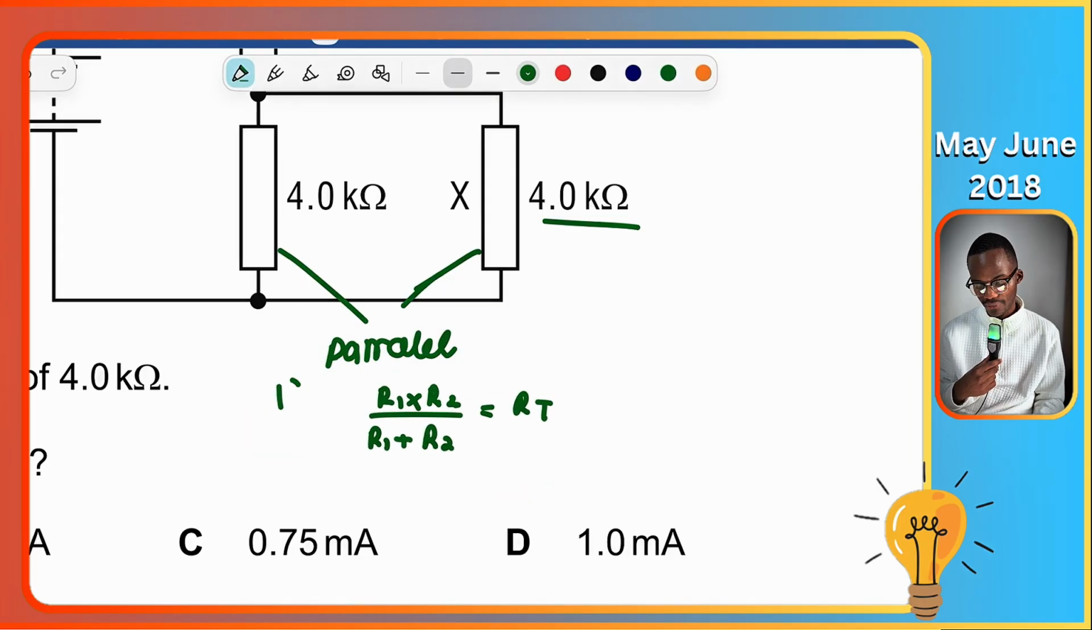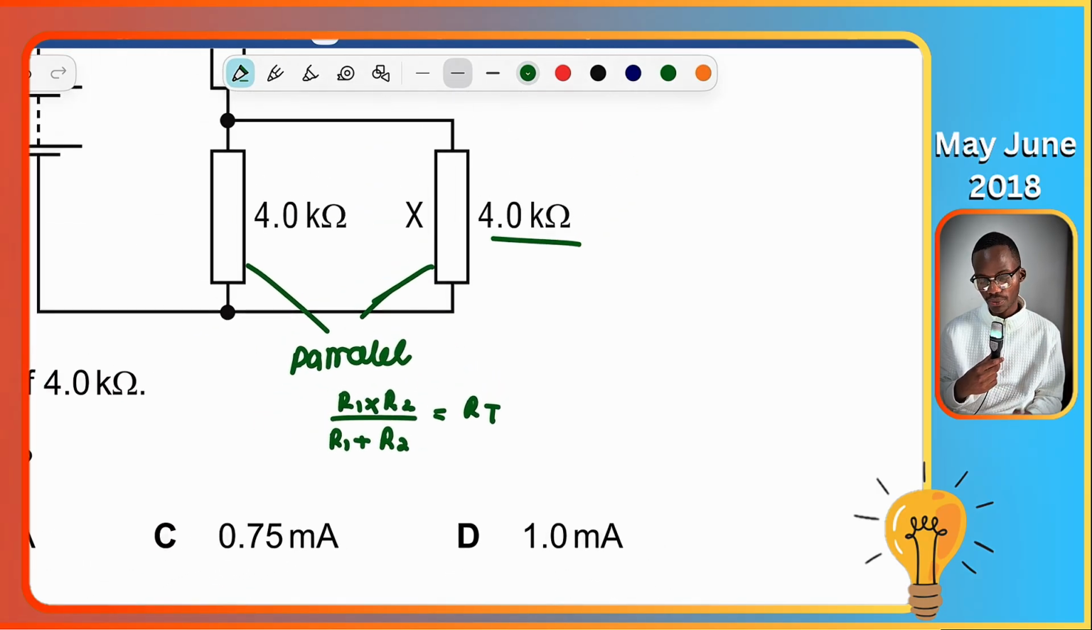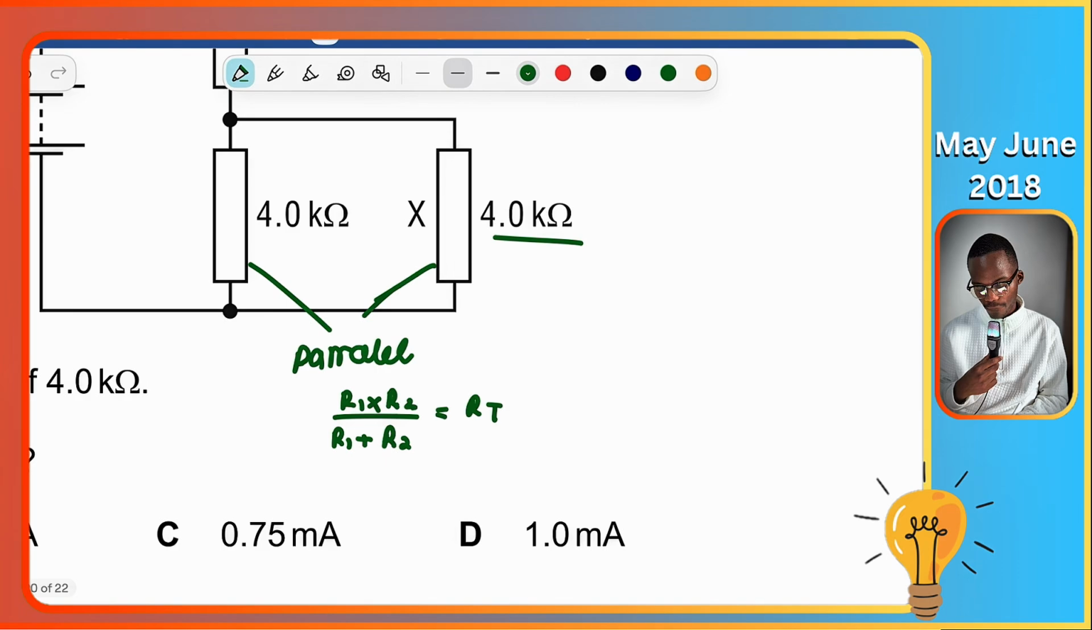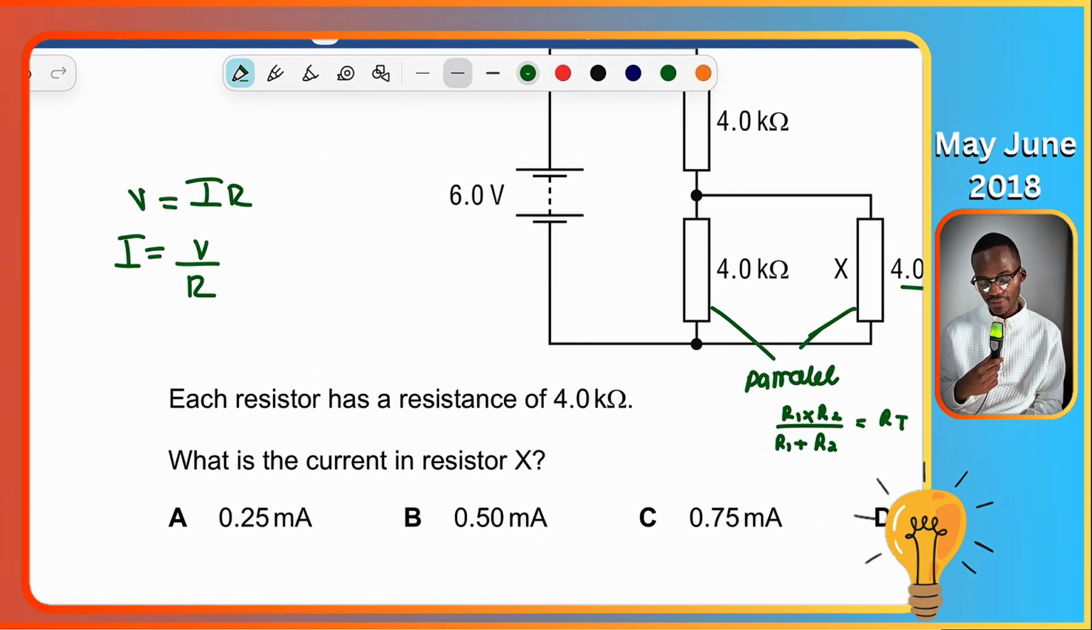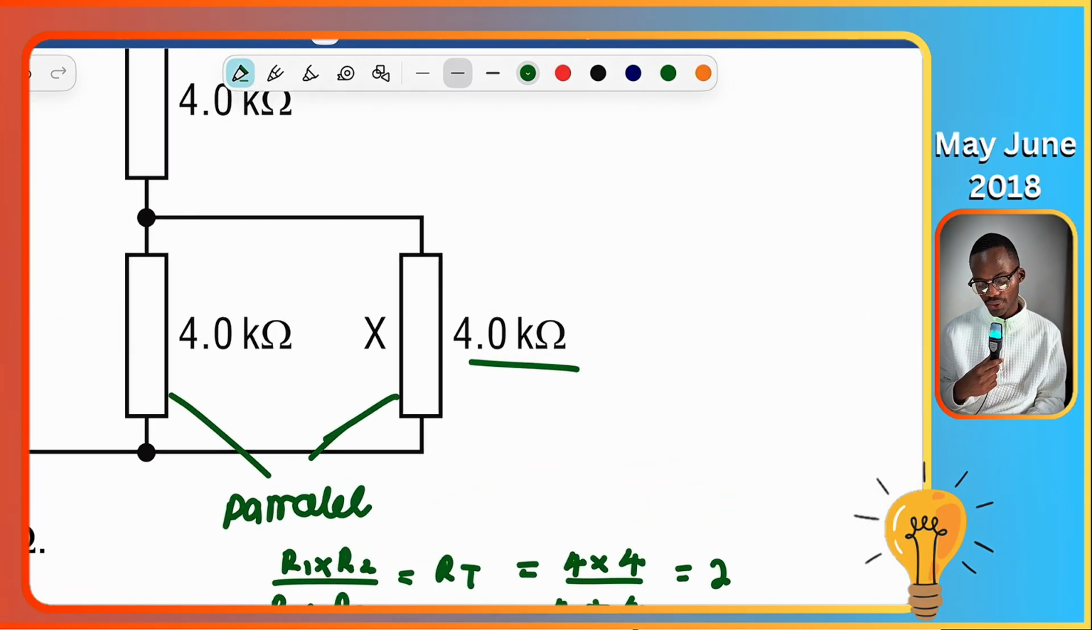It's important for you to know this. If you find the product of two things divided by their sum, you get the total resistance. So in this case, 4 times 4 divided by 4 plus 4: 4 times 4 is 16, divided by 8, that's going to be 2. So you're going to have V over 2000, and you want to find the voltage across these components.